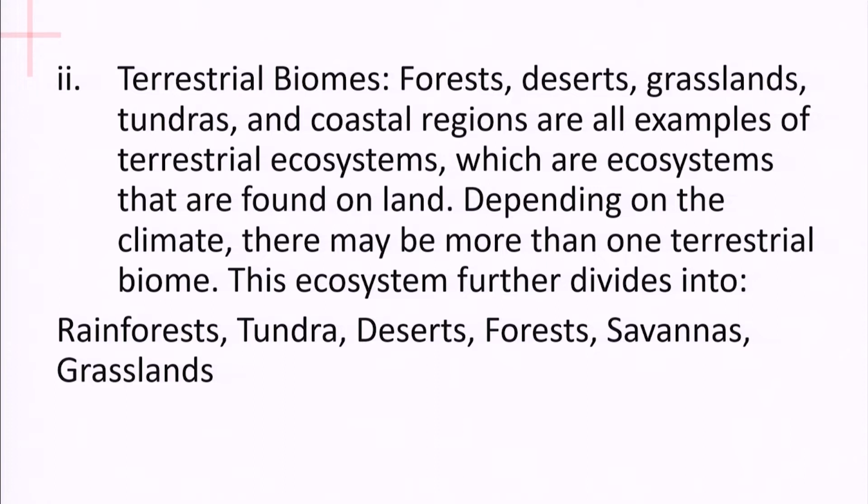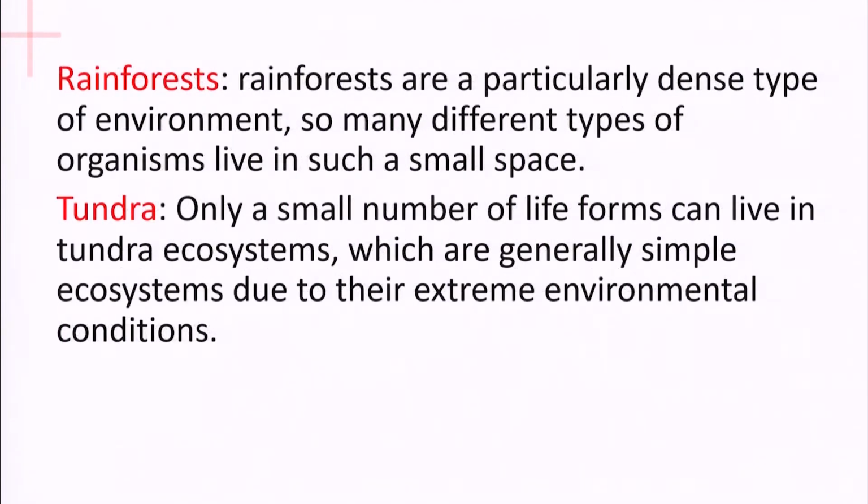Forests, deserts, grasslands, tundras and coastal regions are all examples of the terrestrial ecosystem, and these are ecosystems which are found on the land. Depending on the climate, there may be more than one terrestrial biome. This ecosystem can be classified as rainforest ecosystem, tundra ecosystem, deserts, forests, savannas, grasslands, etc. Rainforests are a particularly dense type of environment, so many different types of organisms live in such a small space.